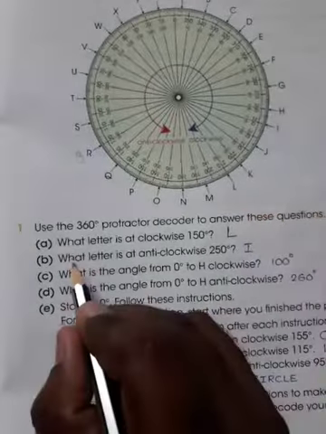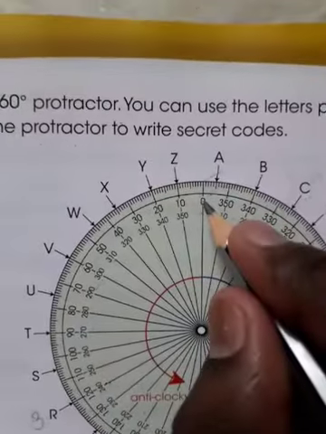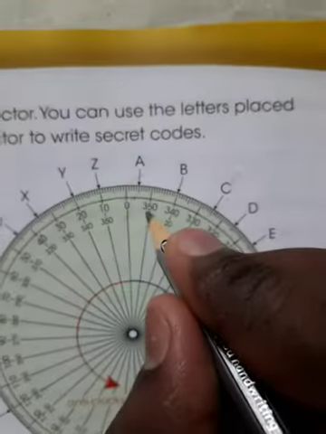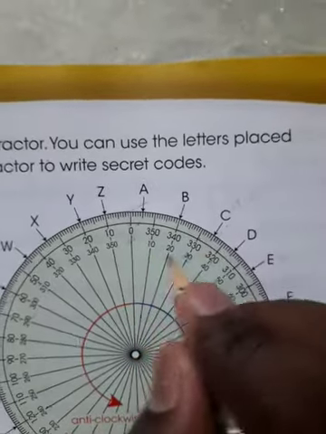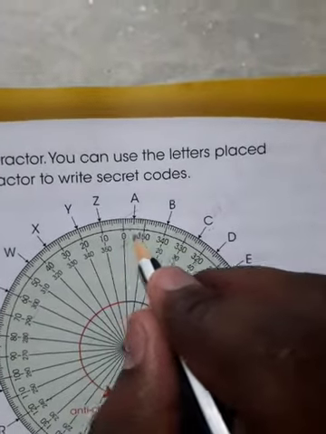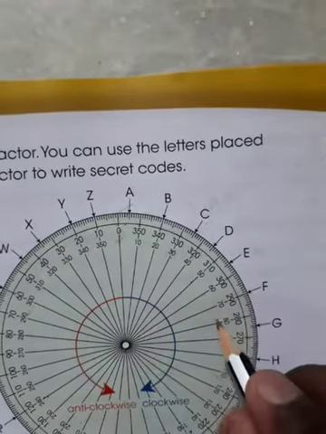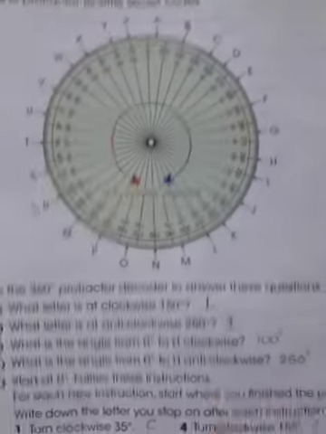Now look here. What letter is at clockwise 150? So this is 0 degrees. Every time you have to start from 0 going clockwise. Clockwise is the right side, right or no? But look here, there is 350 and 10. So how do you check it? Are you checking the upper angles or the down angles? Down angles. Why? Because after 0, is it directly 350? No, it's 10. So check the down angle. Where is 150? Here is the 150. So what letter is here? L. So the answer is L.